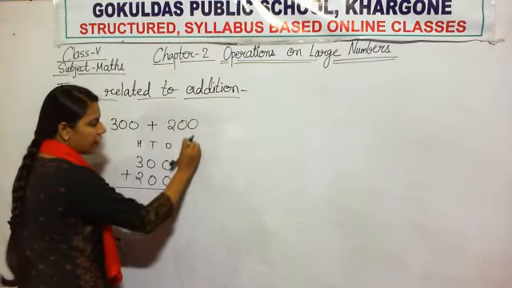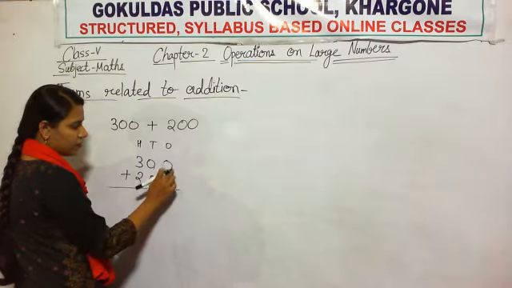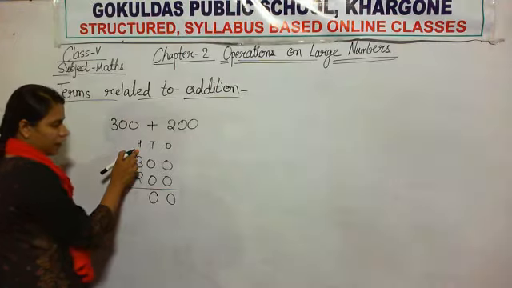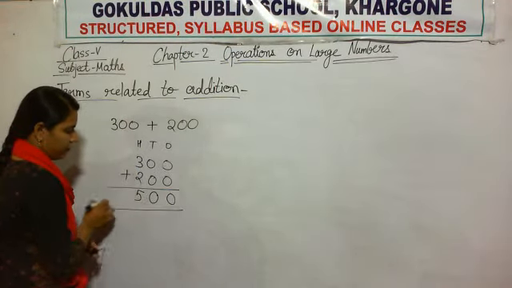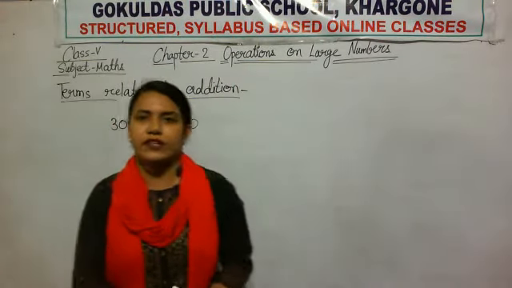We always start adding from the ones column. So add the digits in the ones column. 0 plus 0 is 0. And next the hundreds column, add the digits. 3 plus 2 is 5. Right? This is how we do the addition.